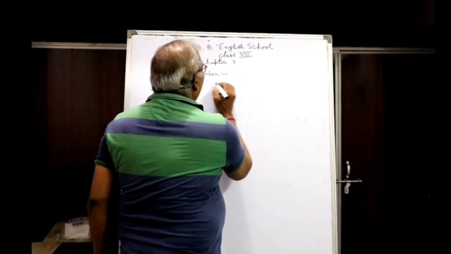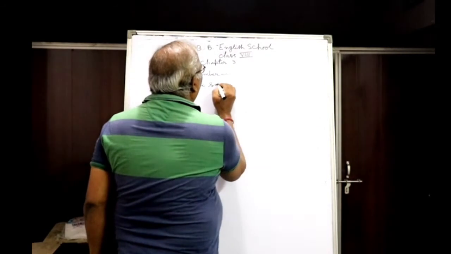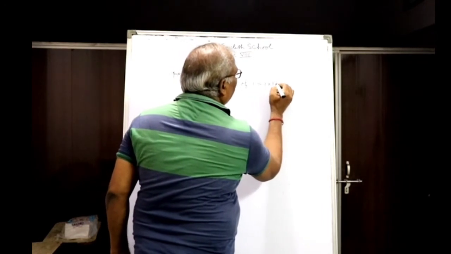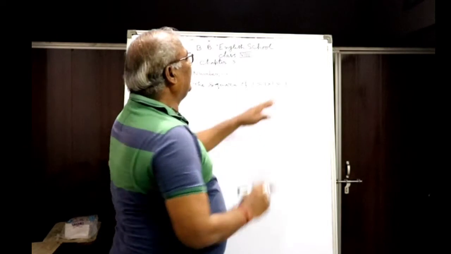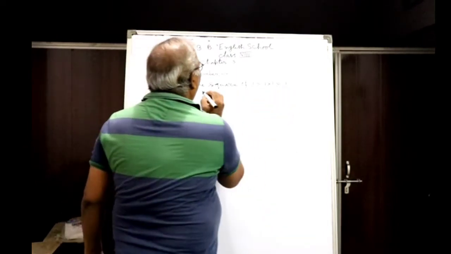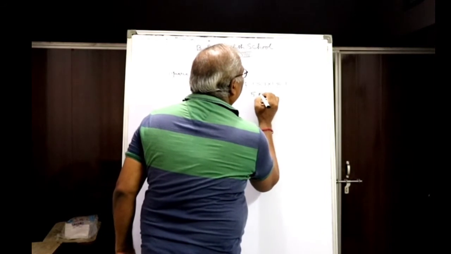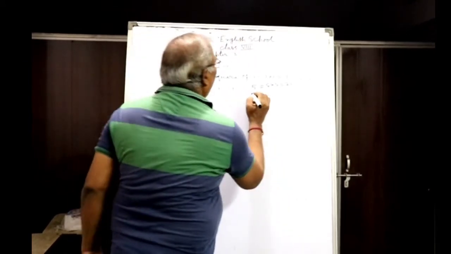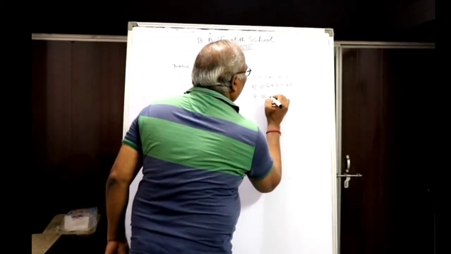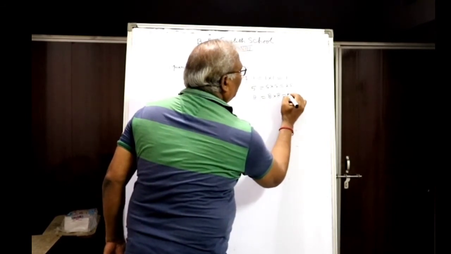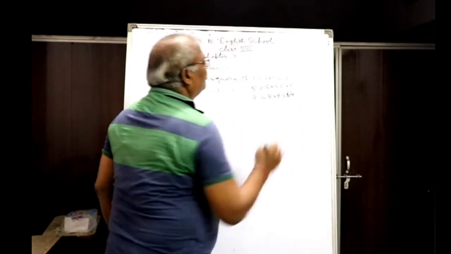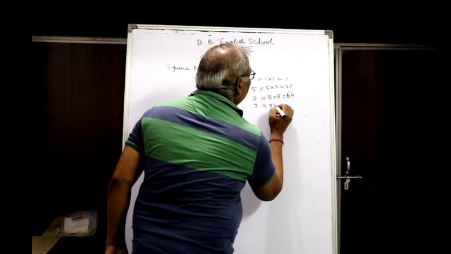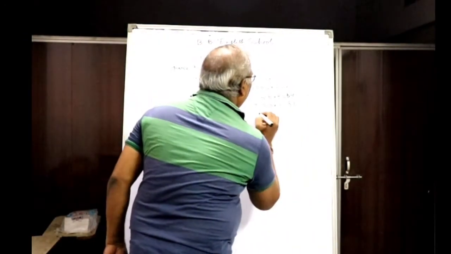Suppose the square of 1 is equal to 1 into 1, which is equal to 1. 1 is a perfect square. The square of 5 is equal to 5 into 5, which is 25. The square of 8 is equal to 8 into 8, which is 64. The square of 9 is equal to 9 into 9, which is equal to 81, and so on.